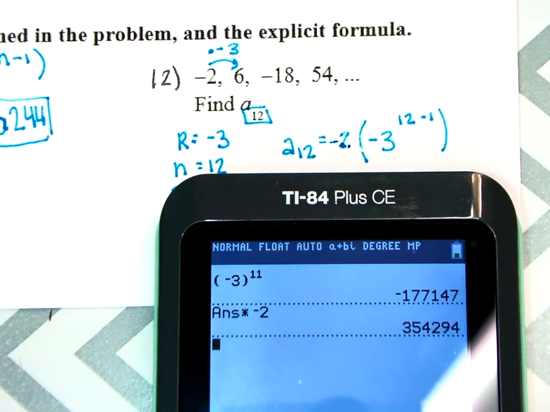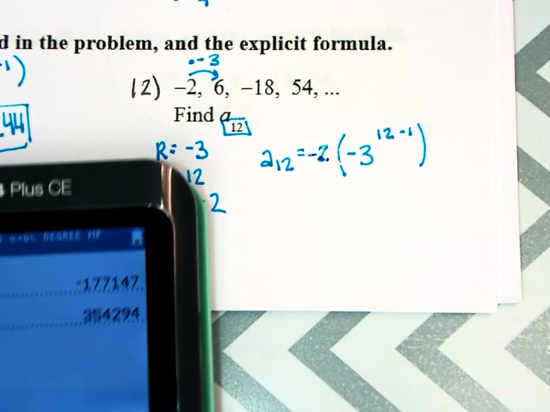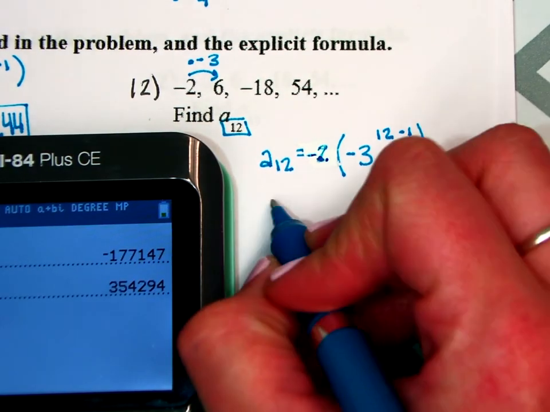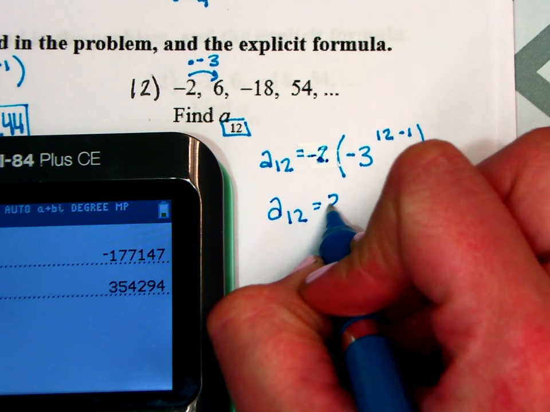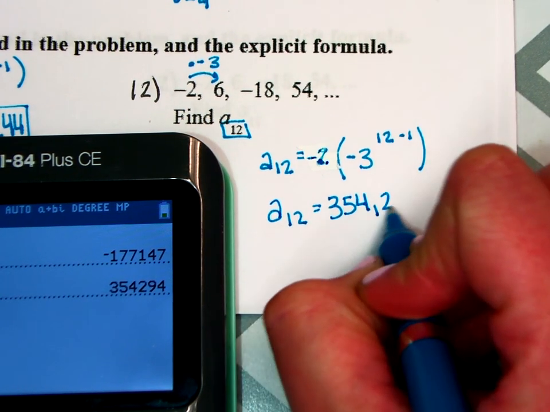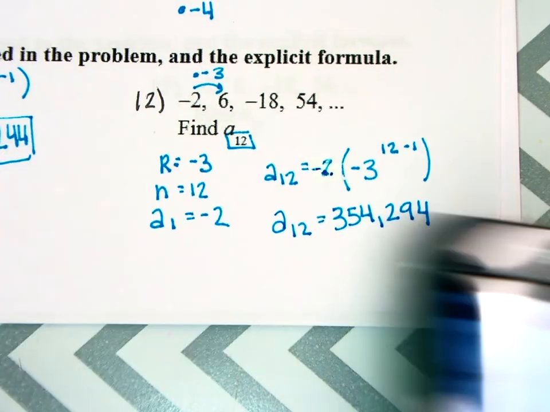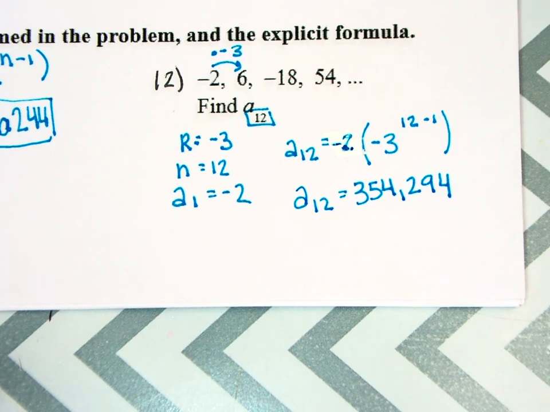So our 12th term is quite large. It is 354,294. Remember, the biggest difference between arithmetic and geometric: in arithmetic you add and subtract to go from term to term. In geometric you multiply or divide.